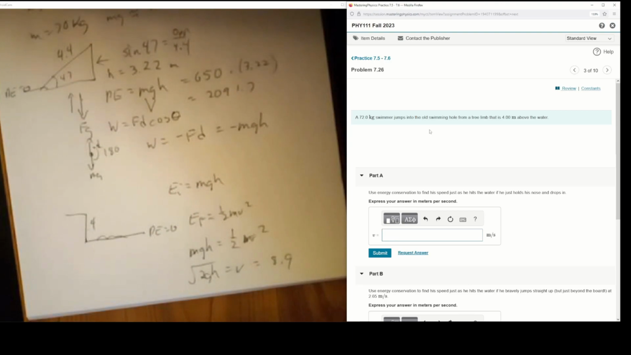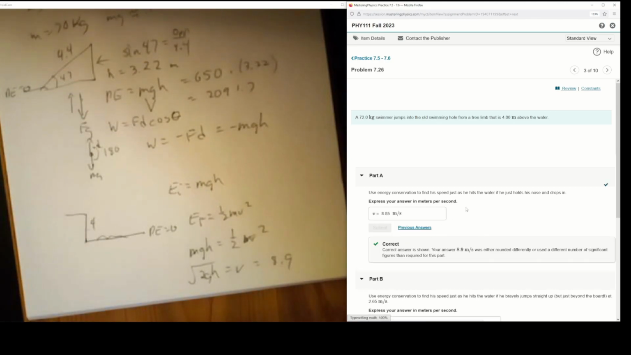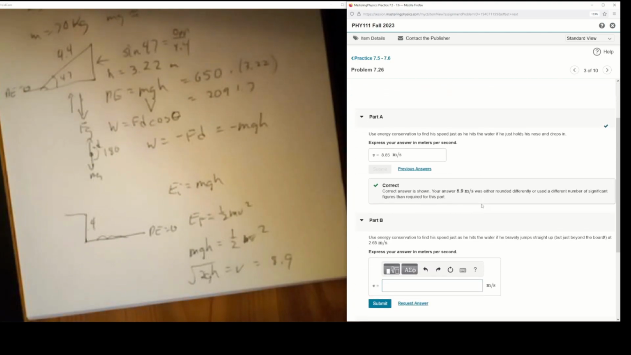To get 8.9. So if you're wondering, I'm just rounding to 1 or 2 decimal places here. And they did 1 to 2, but again, it accepted it, even though I said 8.9.